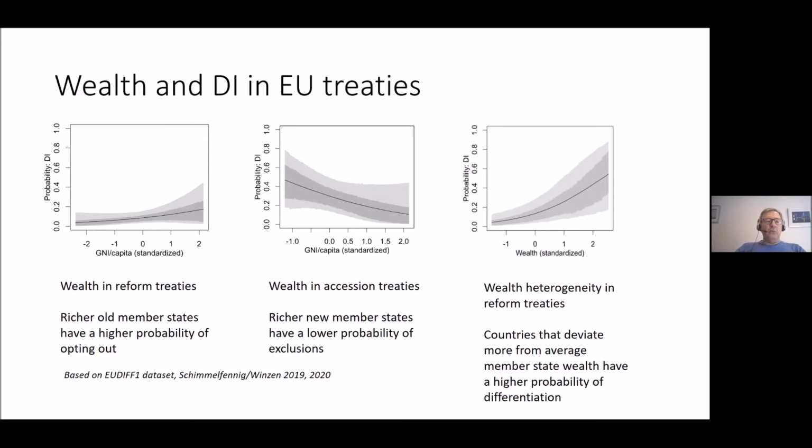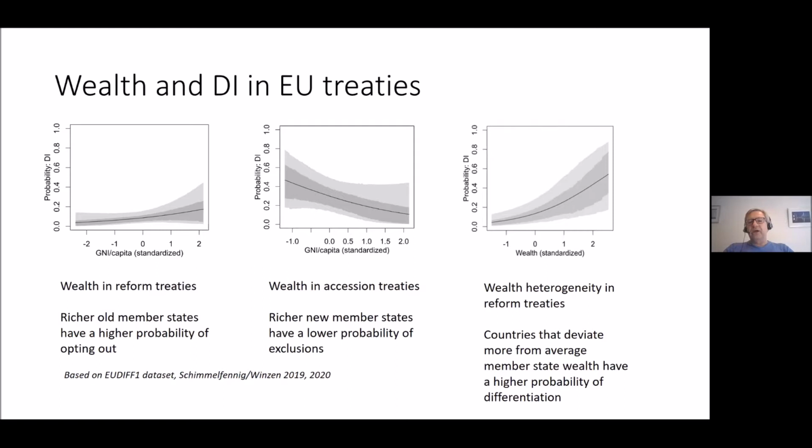You also see that the baseline probability of differentiated integration is not very high, but within this low baseline, richer countries are more differentiated than poorer countries. Turning to accession treaties, it's the other way around, because here the EU has typically included poorer countries in the past decades. So as countries become richer, they actually have fewer opt-outs, fewer differentiations. Poorer states have a higher probability of being excluded as a result of their accession treaties.